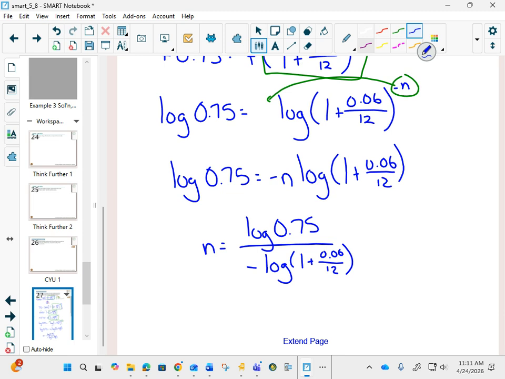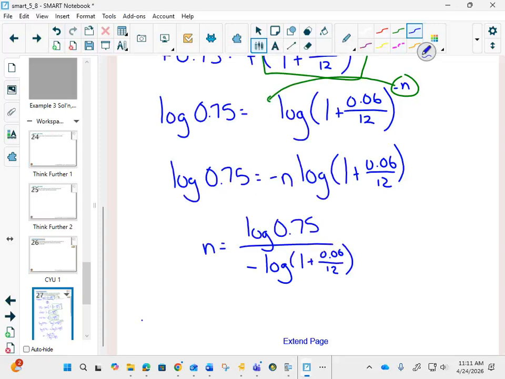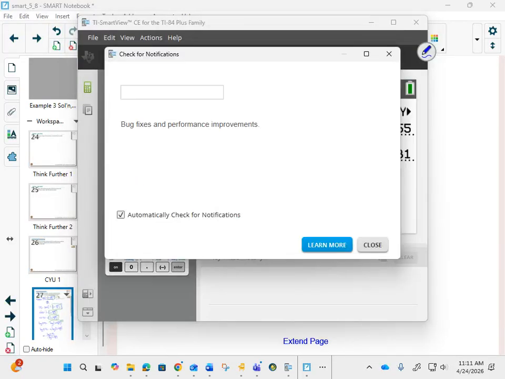This one I'm going to do on my calculator here. Can you take a natural log? Does it matter? It doesn't matter if you did log or natural log. Your answer when you type it into your calculator will be exactly the same.